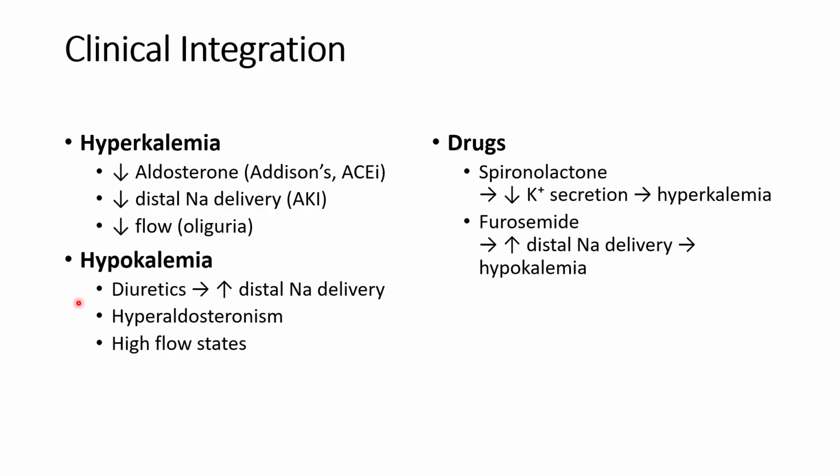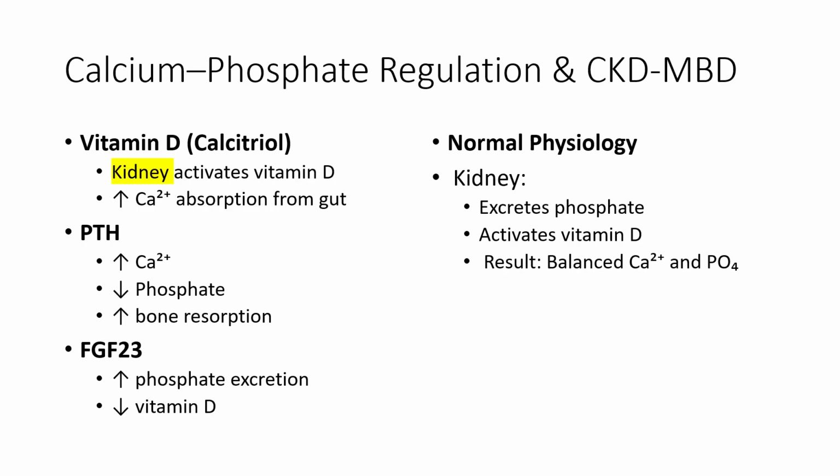Then if there is some tumor or some other cause of increased aldosterone in the body and high flow states, there are certain drugs that can lead to hyperkalemia. One is spironolactone. It is also known as a potassium sparing diuretic. It interferes with the action of aldosterone. That is why it leads to hyperkalemia. And then, like we discussed, diuretics. Furosemide is an example of a loop diuretic that will increase the distal sodium delivery, leading to hypokalemia.